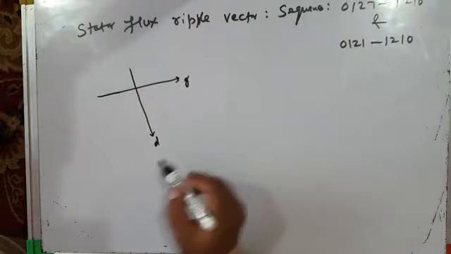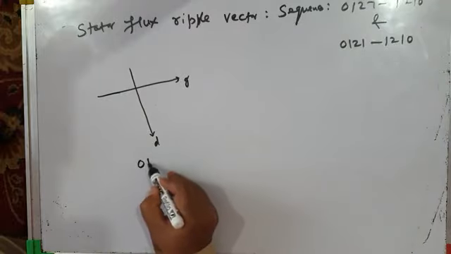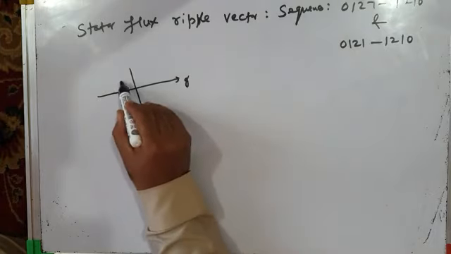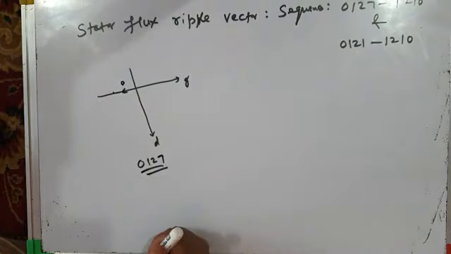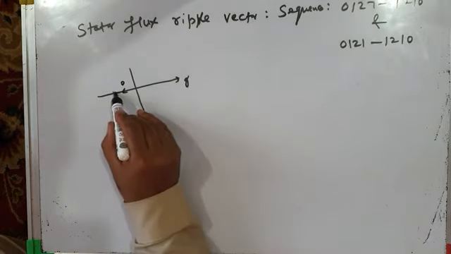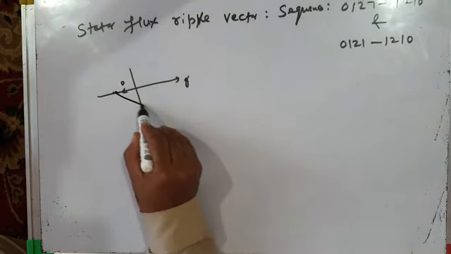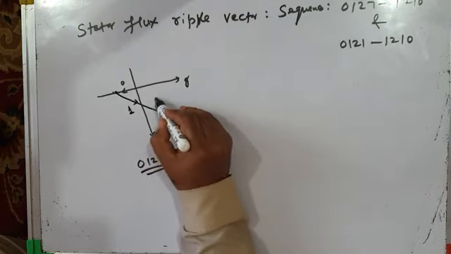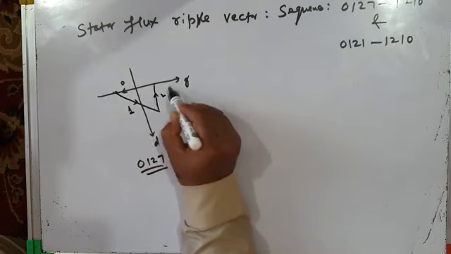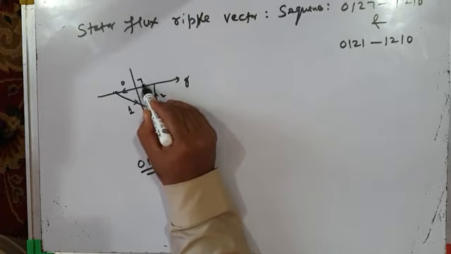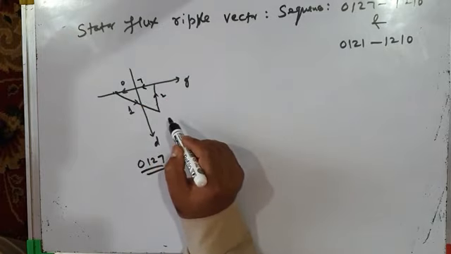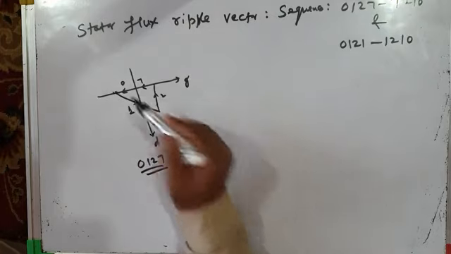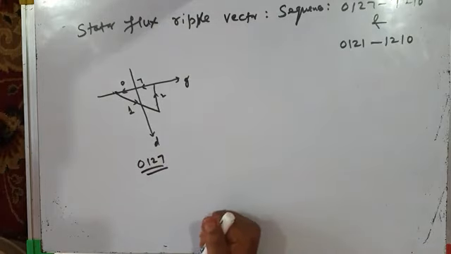It will be very interesting to see this. For example, if this is your q-axis, this is the d-axis. Now let us take the 0127 switching sequence. In a subcycle, null vector 0 is applied for time interval Tz by 2, active vector 1 is applied for time interval T1, active vector 2 is applied for time interval T2, and null vector 7 is also applied for an equal interval of time Tz by 2. This is the same thing which we discussed a few moments back.